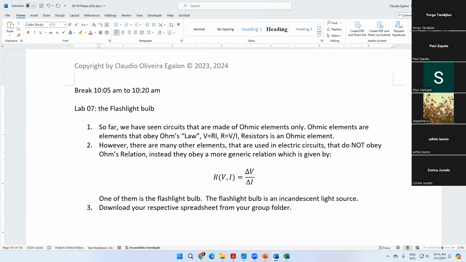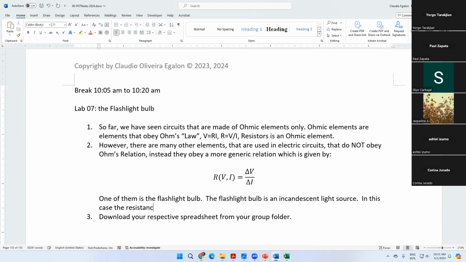Because in this case, the resistance of the flashlight is not constant with V and I. It's not constant with V and I.